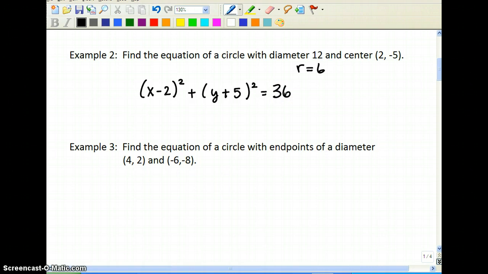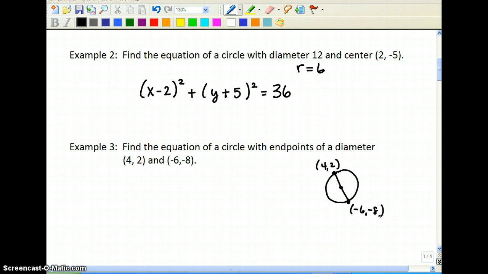So those would be some real basic ones. Now they'll start to get a little bit more complicated, but if you just think about it, you should be able to figure these out. Find the equation of a circle with endpoints of a diameter. So you might want to draw it. Make a diameter, which we know goes through the center of a circle. One of the endpoints is (4, 2), and the other one is (-6, -8).